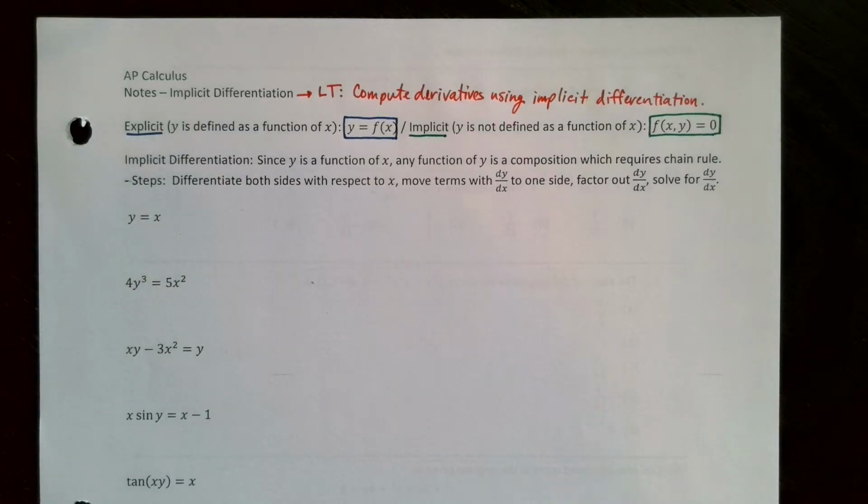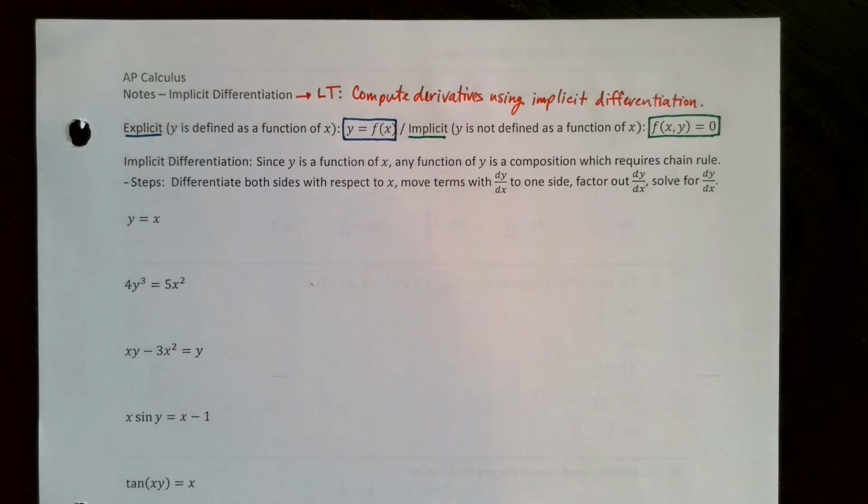Recently, we've learned a lot of rules to help us compute derivatives, including power, product, quotient, and chain rule. And today we're going to learn not so much a rule, but a process called implicit differentiation. So our learning target is to compute derivatives using implicit differentiation.